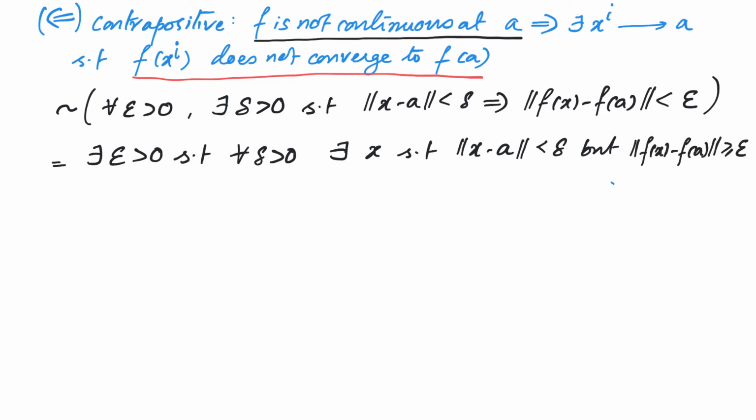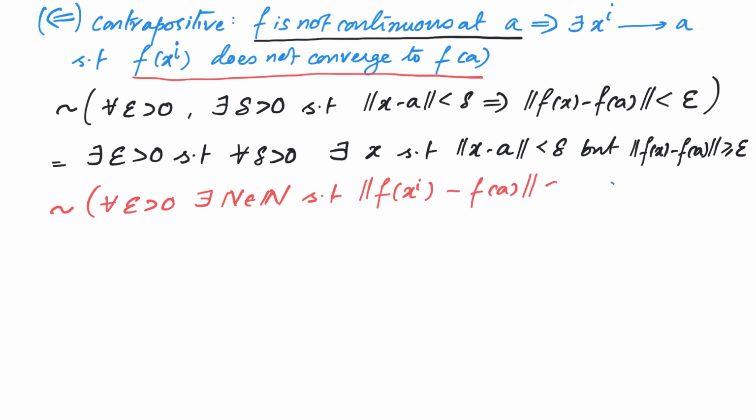And in similar fashion, we can also negate the meaning of f of x_i does not converge to f of a. f of x_i converges to f of a means that for every epsilon greater than 0, something holds. So its negation would mean that there exists some epsilon greater than 0 for which that something does not hold. But what is the something? The something states that there exists some n such that norm of f of x_i minus f of a is less than epsilon whenever i is greater than n. So its negation would mean that there does not exist such an n.